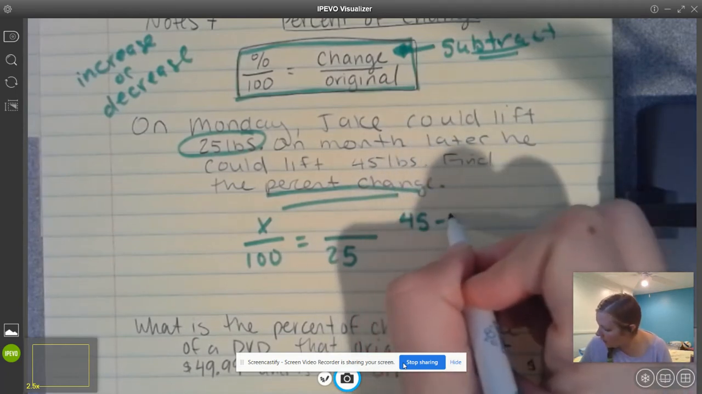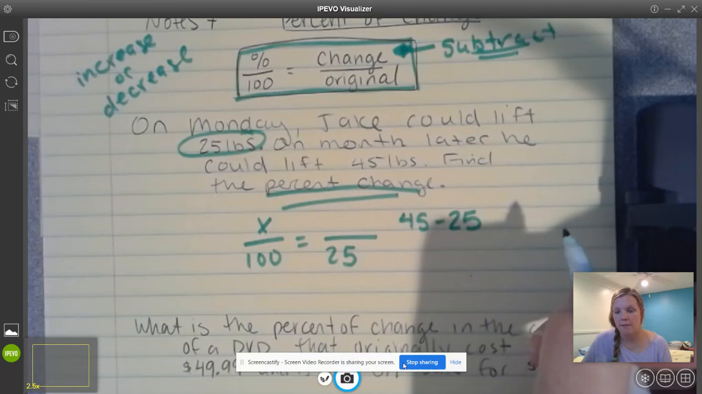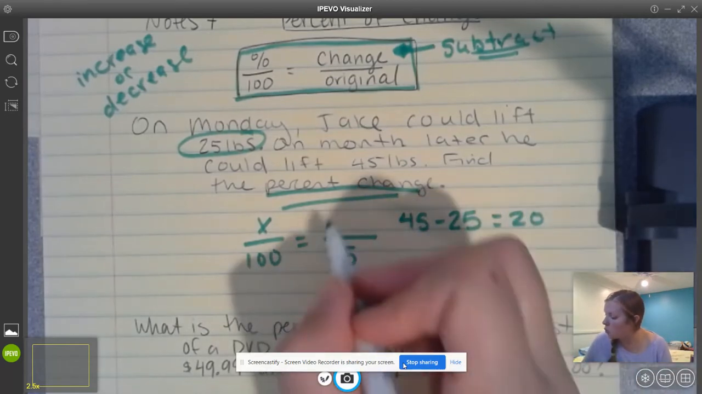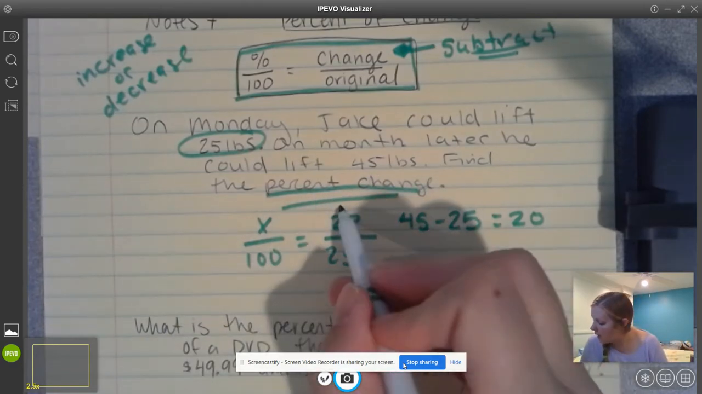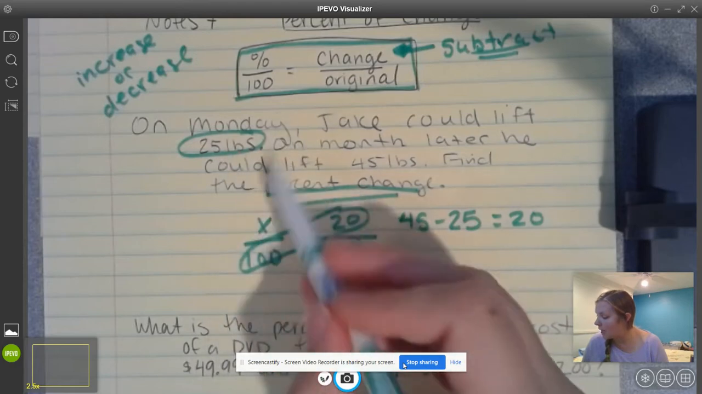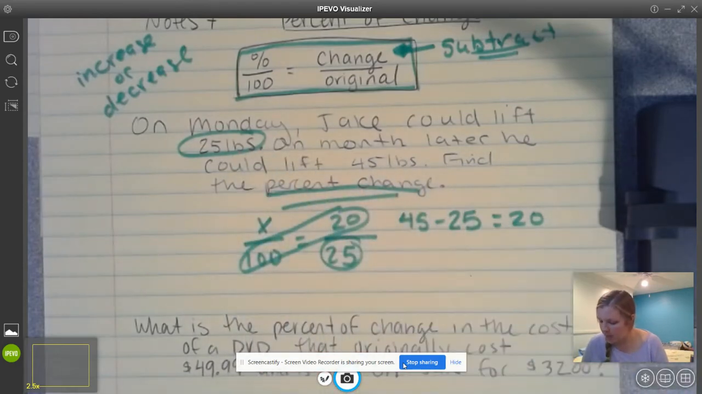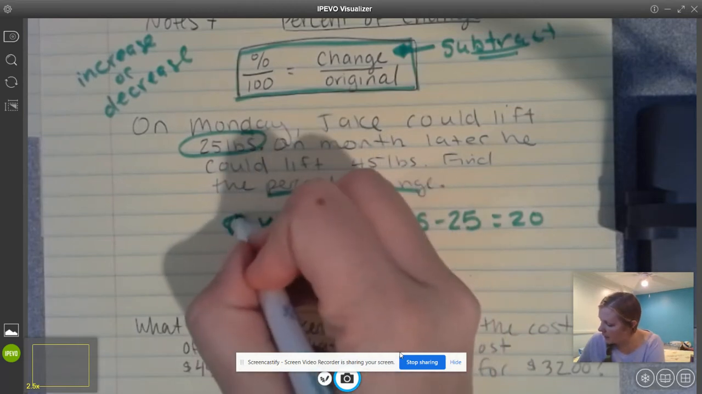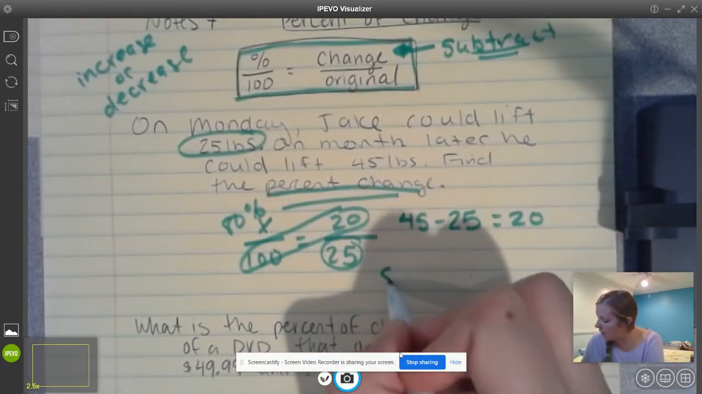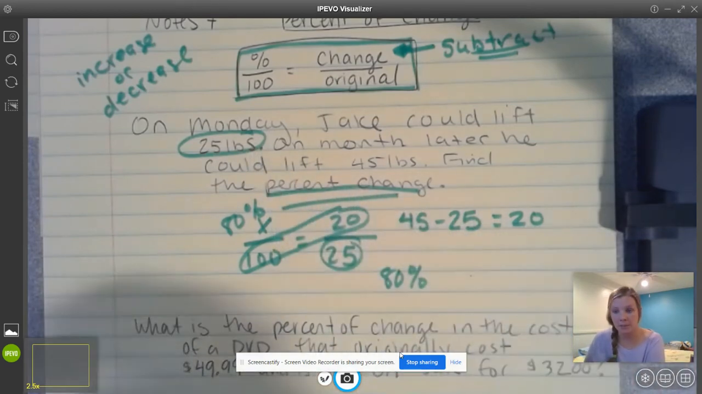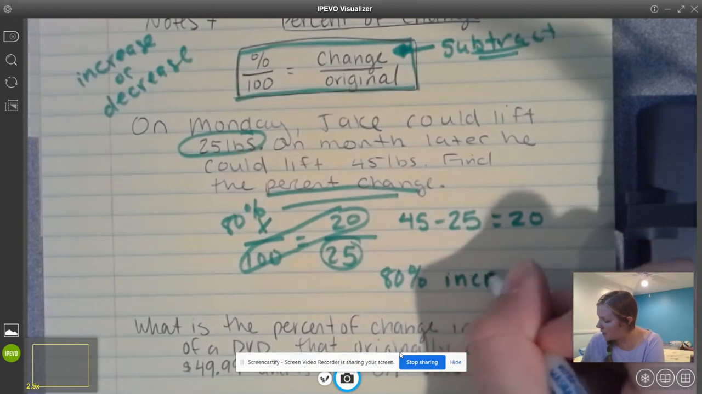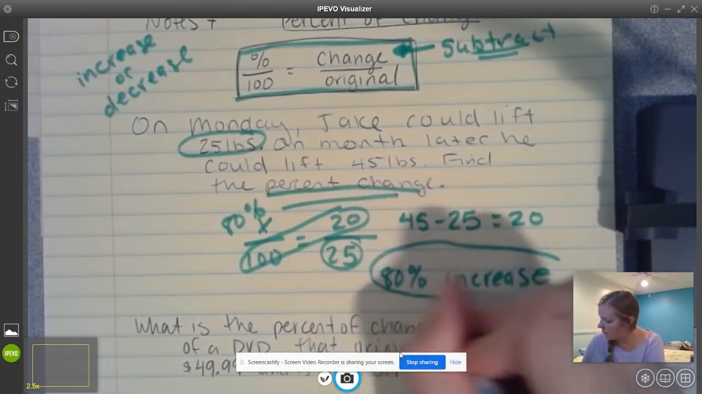Now he can do 45. Before, he could only do 25. And so you subtract, it changed by 20 pounds. He is able to lift 20 pounds more. And so that goes on top. Remember, 20 was not a number in this problem. We had to do math to find that. And then we cross multiply and divide. 20 times 100 divided by 25 gives me 80. That's an 80% change, and it went up, right? He was able to lift more, so it's an 80% increase.